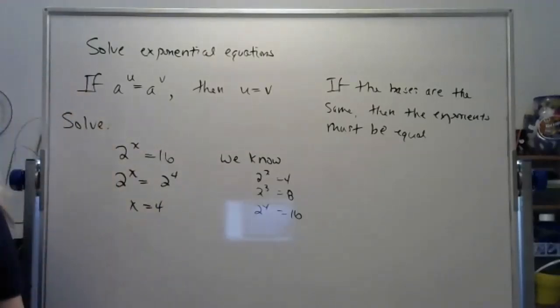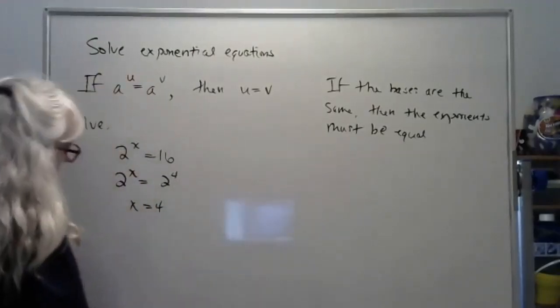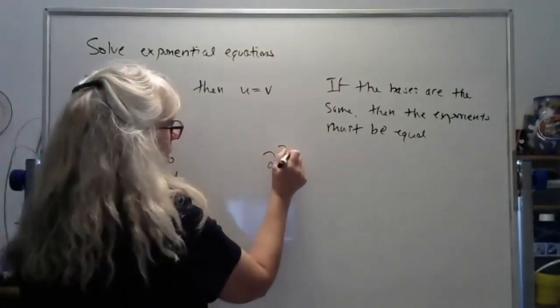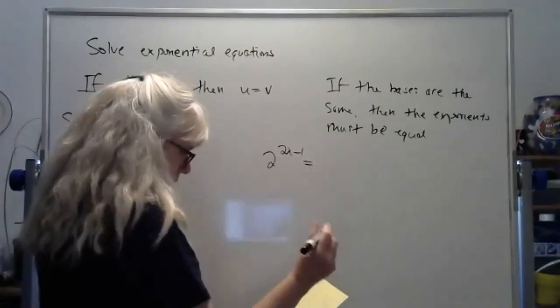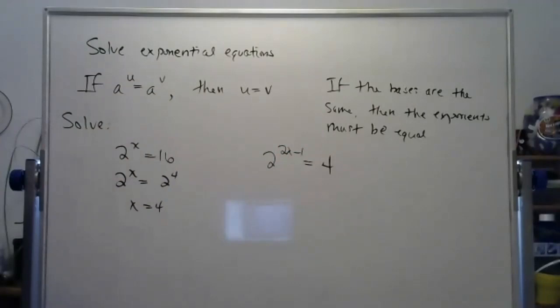So, okay, let's do a little bit more complicated one. Let's solve 2 to the 2x minus 1 equals 4. So 2 to the 2x minus 1 equals 4.